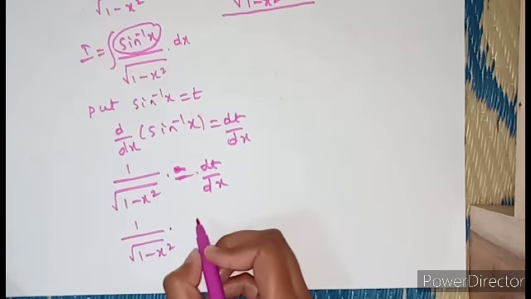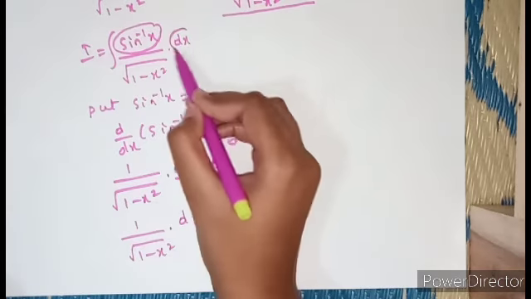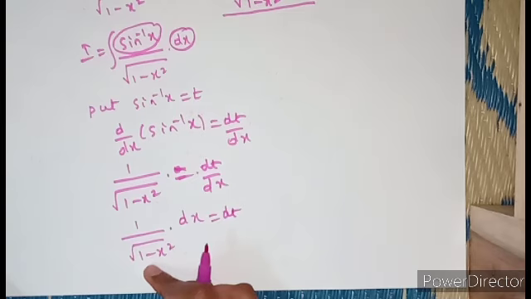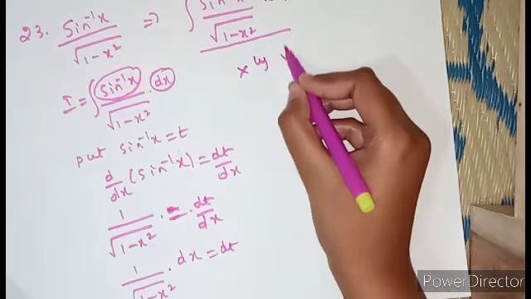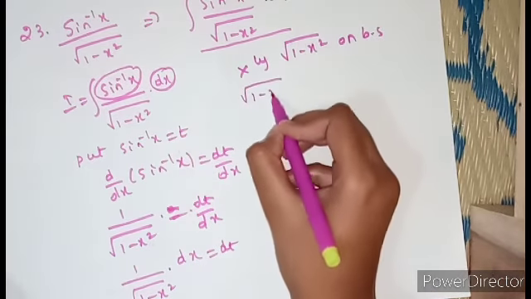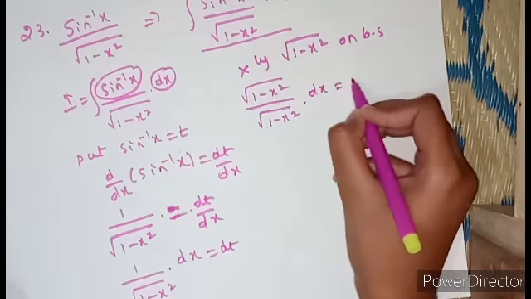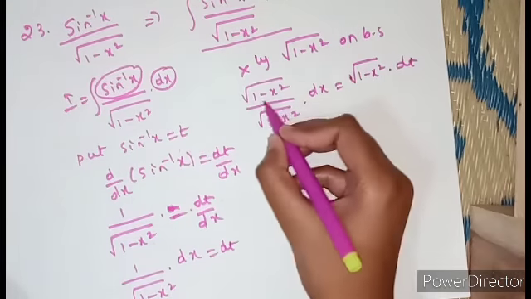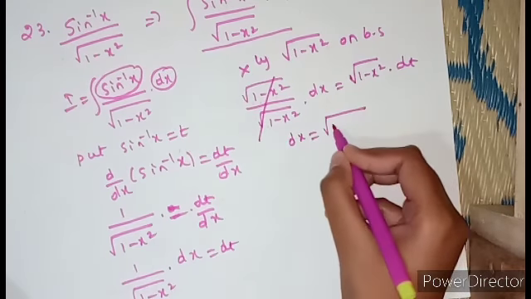It becomes 1 upon square root of 1 minus x square dx equals dt. In the integral we need only dx, but here we have 1 upon square root of 1 minus x square dx. So multiply by square root of 1 minus x square on both sides. These two functions get cancelled, so dx equals square root of 1 minus x square dt.